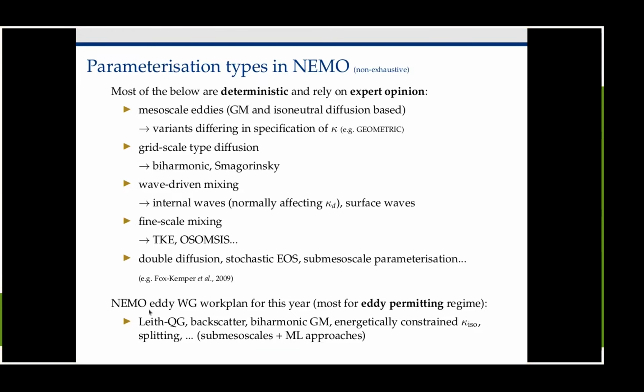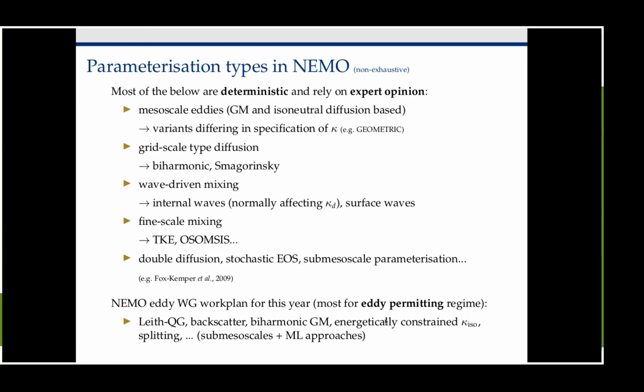The thing I can tell you now is that the NEMO eddy working group, at least this year, presented a work plan, and all of these are deterministic parameterizations in the eddy permitting regime. So this would be LEAP-QG, which is like Smagorinsky, but designed for rotating stratified turbulence. There's backscatter, which tackles one part of the mesoscale parameterization. That's not GM. It's the extra fluxing of energy to large scales, which this is supposed to be targeting. Biharmonic GM is one approach on how you use this GM type scheme, but in the eddy permitting regime.